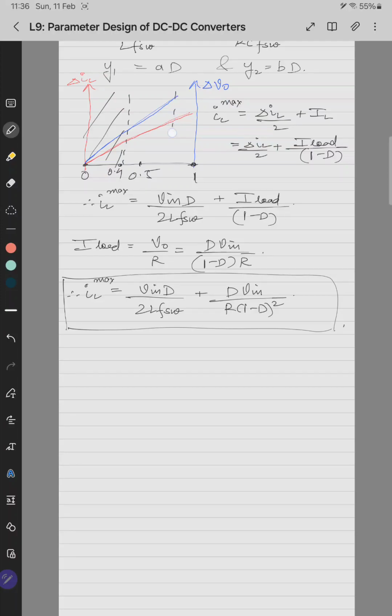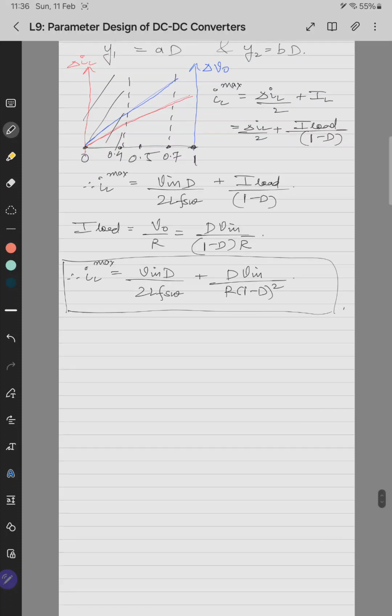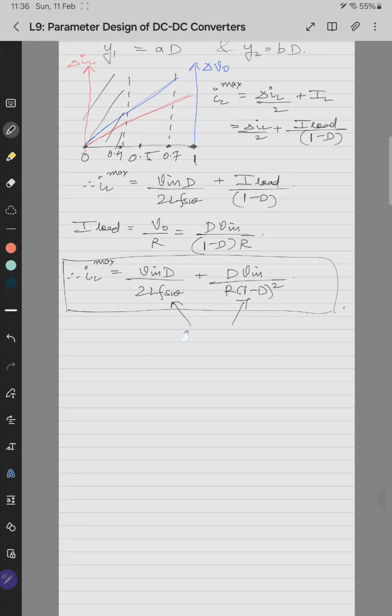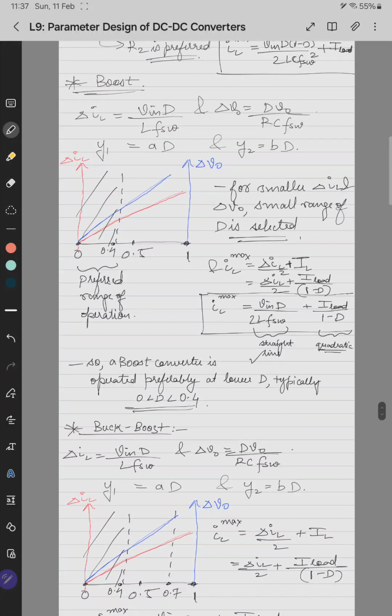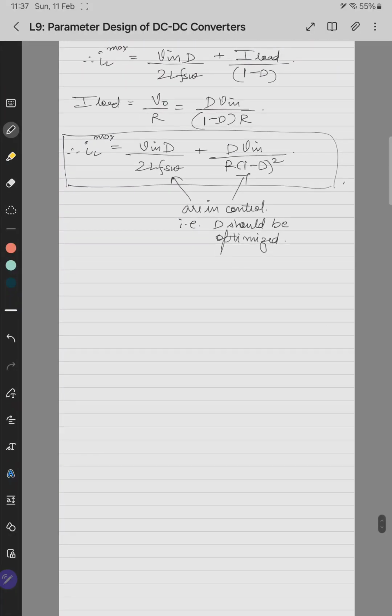So for a buck boost converter, the requirement for delta IL and delta V0 says that operate at less duty ratio, but I load is not in your control, while both these terms are in the control, that is D should be optimized. So IL max is A into D plus some C into D by 1 minus D whole square, where C is V in by R.